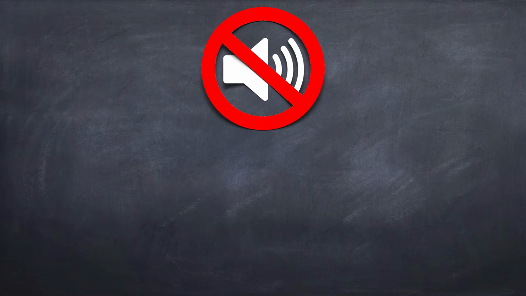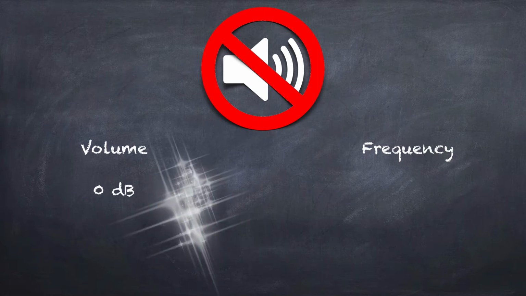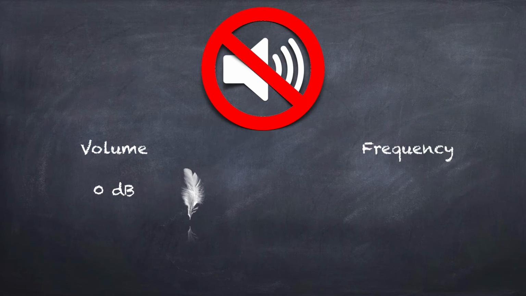Each sound has two characteristics, the volume and the frequency. The volume is measured in decibel, noted dB. 0 decibel corresponds to the minimal audition threshold. Sounds above 120 dB are very dangerous for your ears, especially during long exposure.